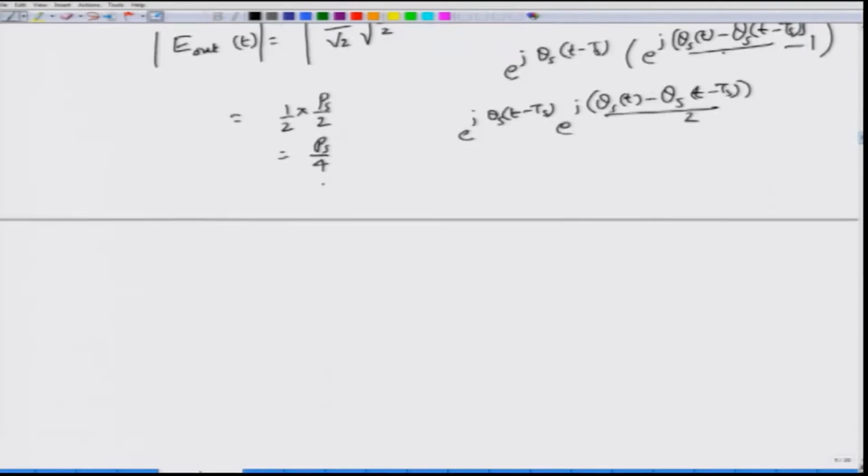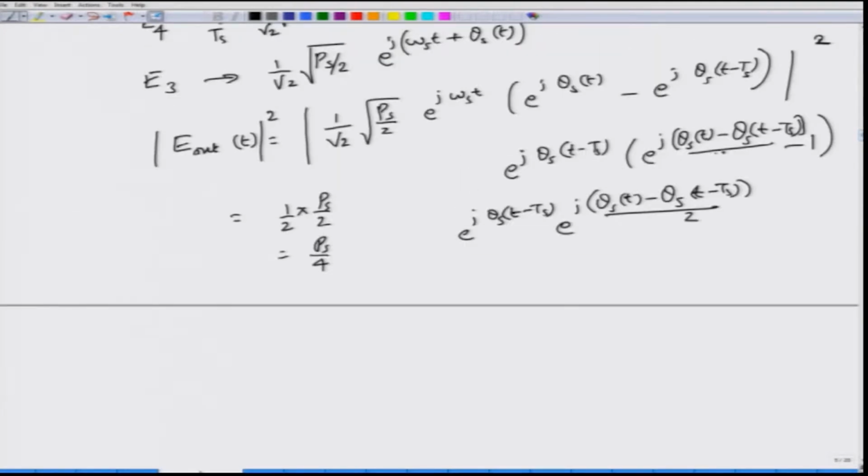If I take this half out, this first term will have a half of the phase difference, the second term will have e to the power minus j phase difference by 2. So if I call this theta s of t minus theta s of t minus Ts as delta theta s of t, which is the phase difference evaluated now, then what I get here is e to the power j delta theta s of t by 2 minus e to the power minus j delta theta s of t by 2, and then take the magnitude square.